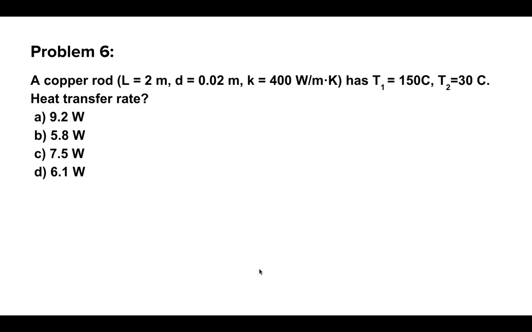For a copper rod, L equal to 2 meter, D equal to 0.02 meter, K equal to 400 watt per meter Kelvin. We have two temperatures given at the two ends of the rod. T1 is at one end of the rod, which is 150 degrees Celsius, and T2 is the other end of the rod, 30 degrees Celsius. What will be the heat transfer rate? Remember, only K value is given, so you should be able to find the value for it. You don't have to use MATLAB. If you remember the heat transfer equation, you can try to solve this. I'll give you like 2 minutes and then we'll discuss the answer.